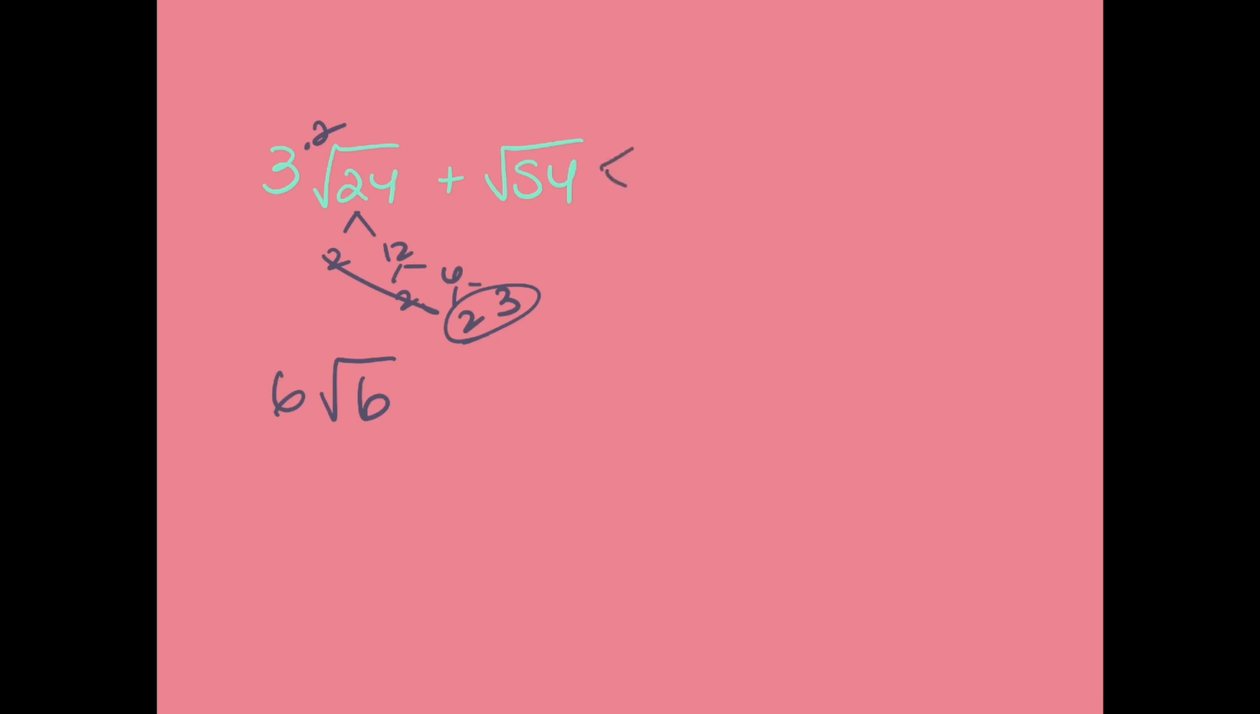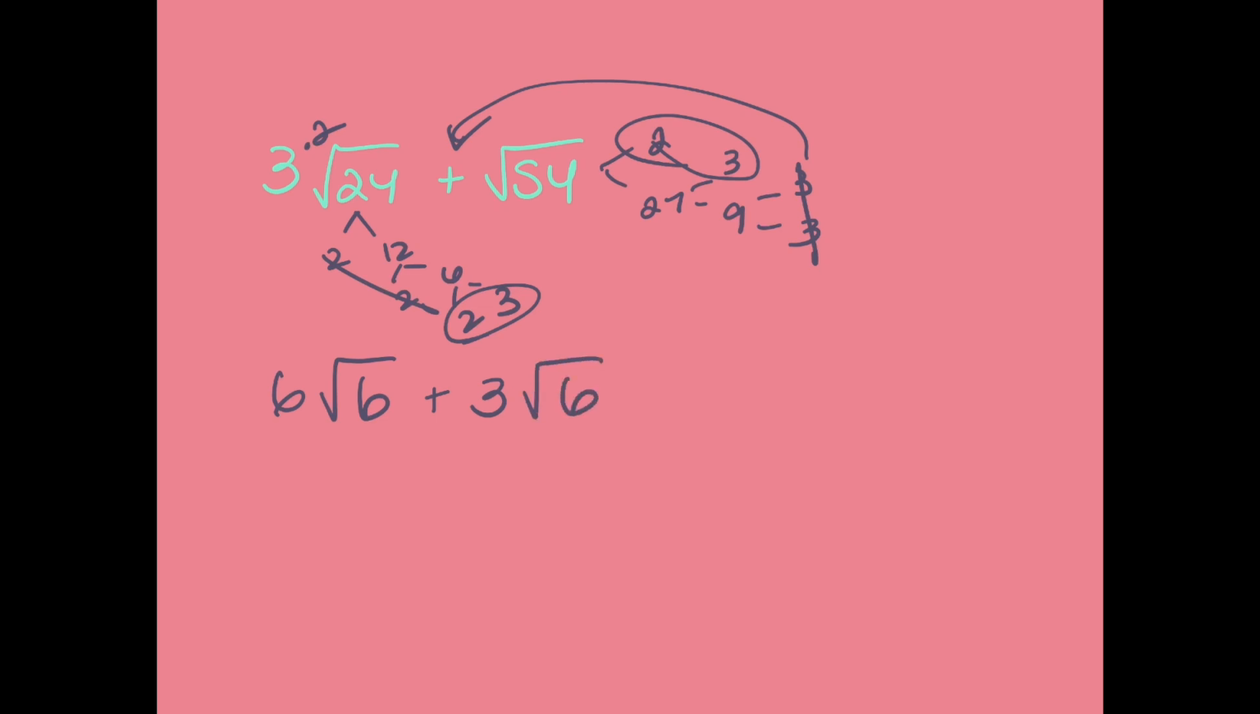54 would get broken down into 2 and 27, 3 and 9, 3 and 3. There's 2 3s that can come to the outside. There's nothing there, so it's just 3 square root. 2 times 3 is 6. Now they both have the same radical 6, which means they can combine together. 6 plus 3 gives me 9 square root 6.